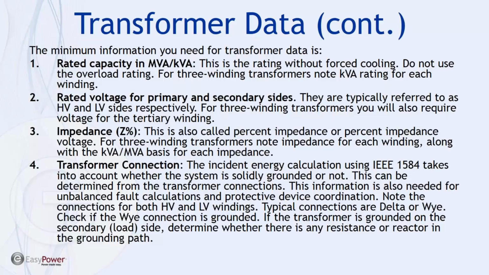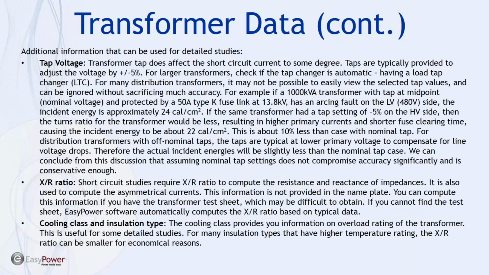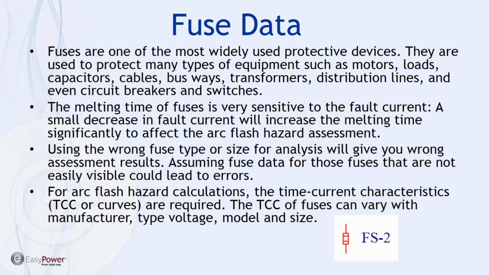So as I mentioned, we're looking for the MVA or kVA rating, the rated voltage, the impedance ratio, which is usually a Z or a percentage, the phase connections, any tap voltages if there's a tap changer, the X over R ratio in subsequent or tertiary windings if you have more than a two-winding type of transformer, the cooling class. This will indicate whether there's forced air cooling and a need for increased rating with the forced cooling on.